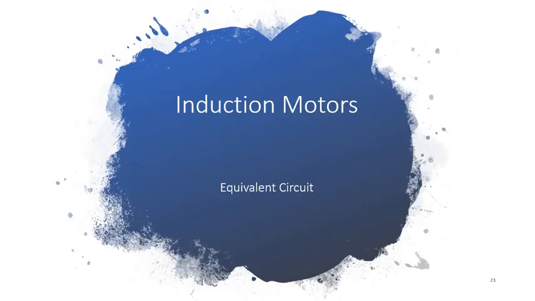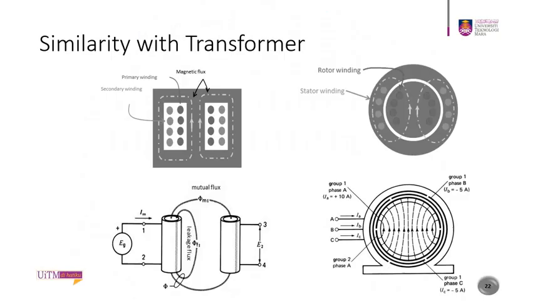So next we look into the equivalent circuit of the induction motor. So how we model the equivalent circuit, we can say that the motor is similar to a transformer. Okay. So usually we model the equivalent circuit of the motor as a transformer. Okay. So a transformer consists of three parts. You have your primary winding, secondary winding, and the core, or the magnetic core, where the magnetic flux is transferred.